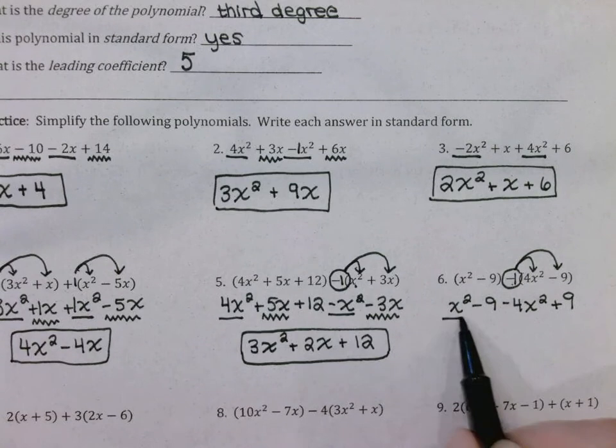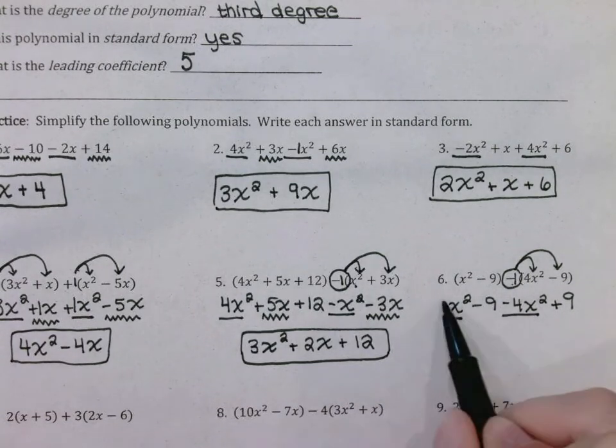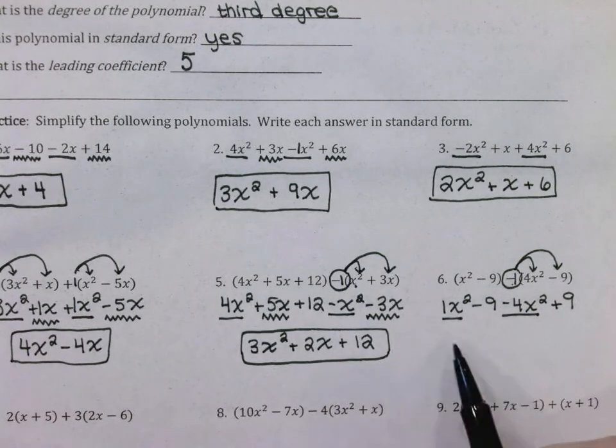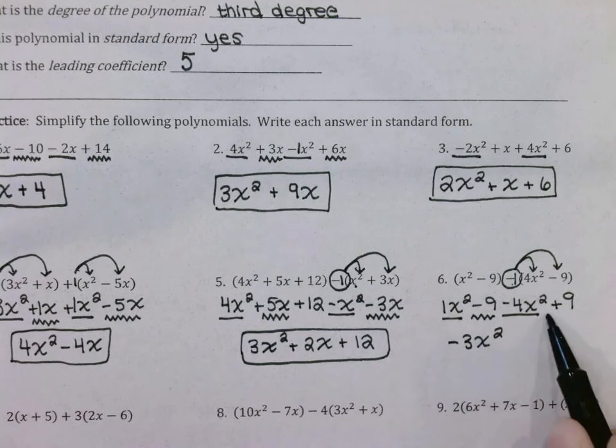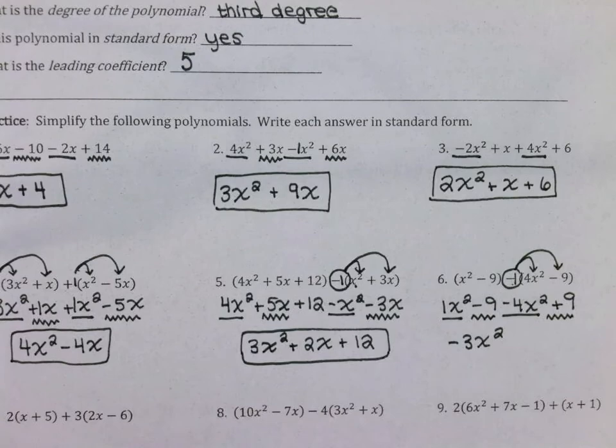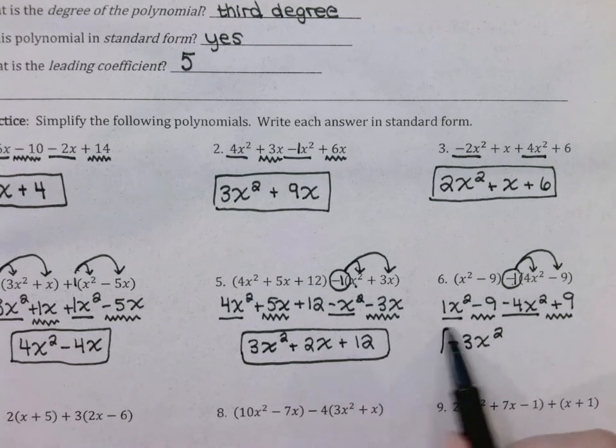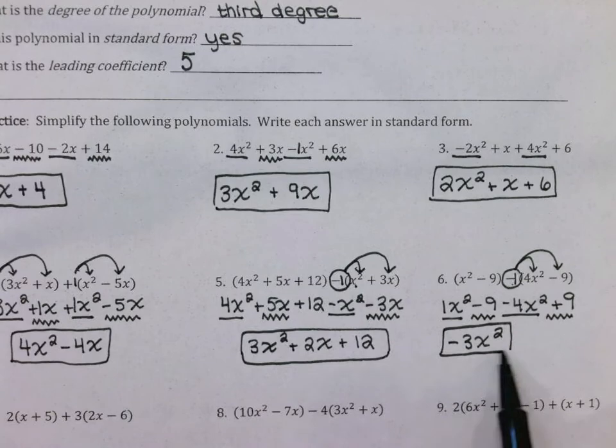And then we can just clean this up. We have 1x squared minus 4x squared. Remember, there's really a 1 out here. Well, that's -3x squared. And then -9 plus 9, that's just 0. Those just cancel right out. So I could put +0, but I don't really have to. Adding 0 doesn't change anything, so I'm going to leave it out. I'm just going to put -3x squared.